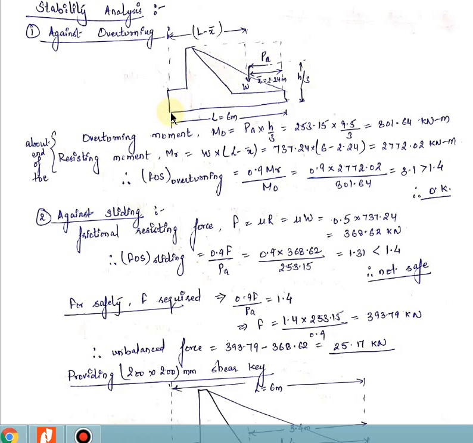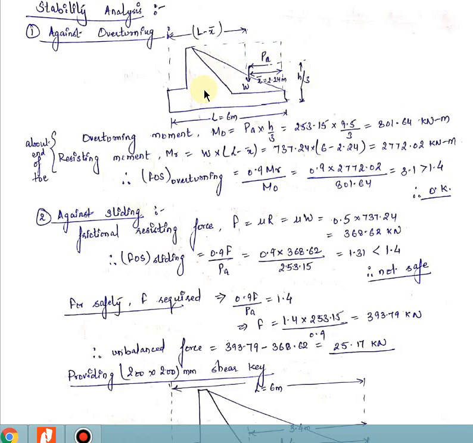because PA will generate overturning moment about this end. So overturning moment M naught will be equal to, see, the force is PA and the perpendicular distance of PA from the base of the retaining wall is h by 3. So PA into h by 3, so you will get 801.64 kilonewton meter. See, put the value of PA, we already calculated, it is 253.15, H is 9.5, so you will get 801.64 kilonewton meter.